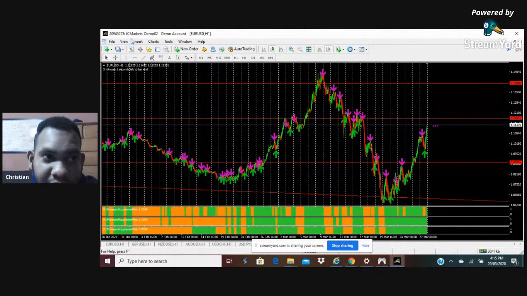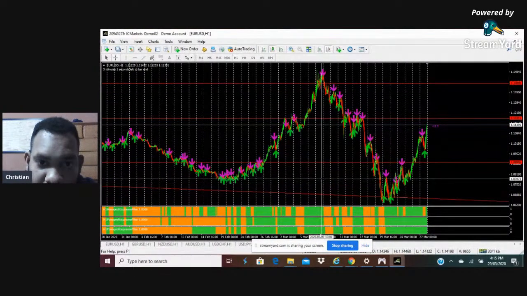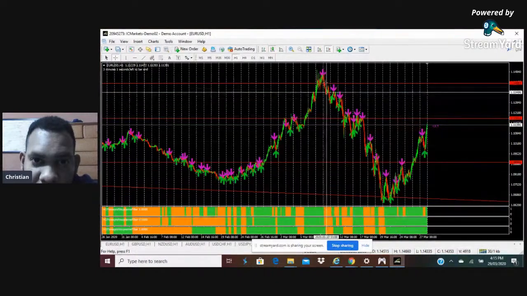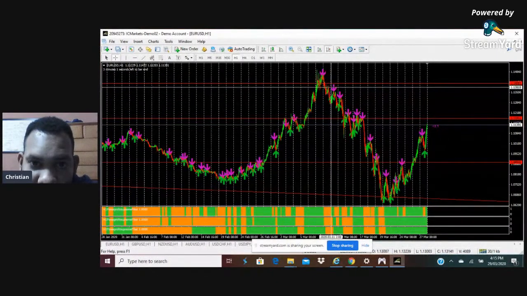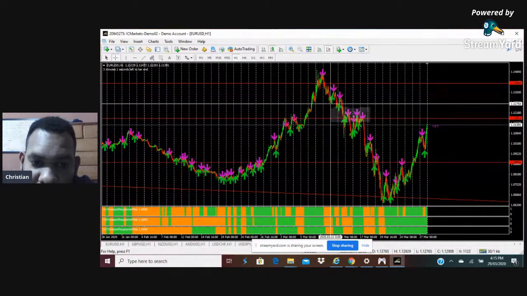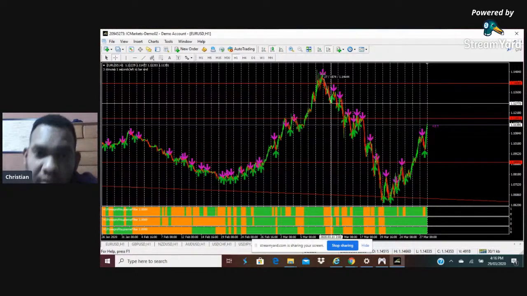So you would see from here to here, it formed red, from here to here, coming down to above here. So that was a sell. It gave me an opportunity to sell, and I would have gotten about 180 pips.